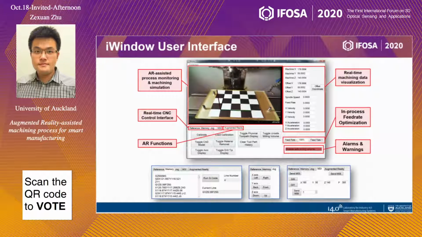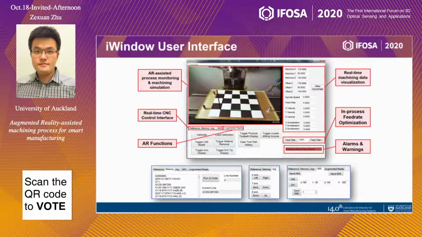And most importantly is the AR-enabled functionalities. So in AR mode, we can visualize the CAD model, simulate and monitor the entire machining process, and also toggle safety machining volume in real time.